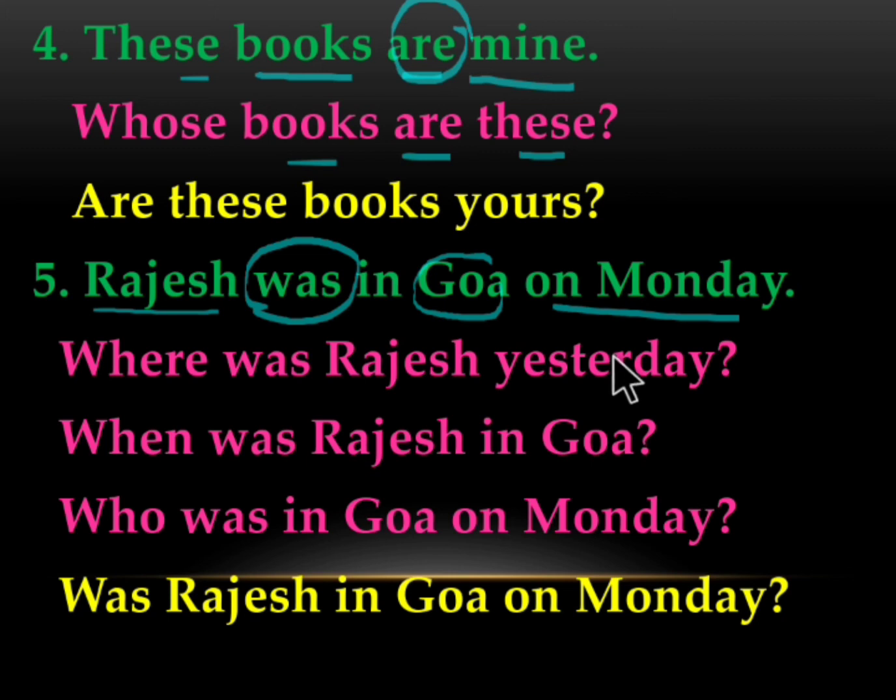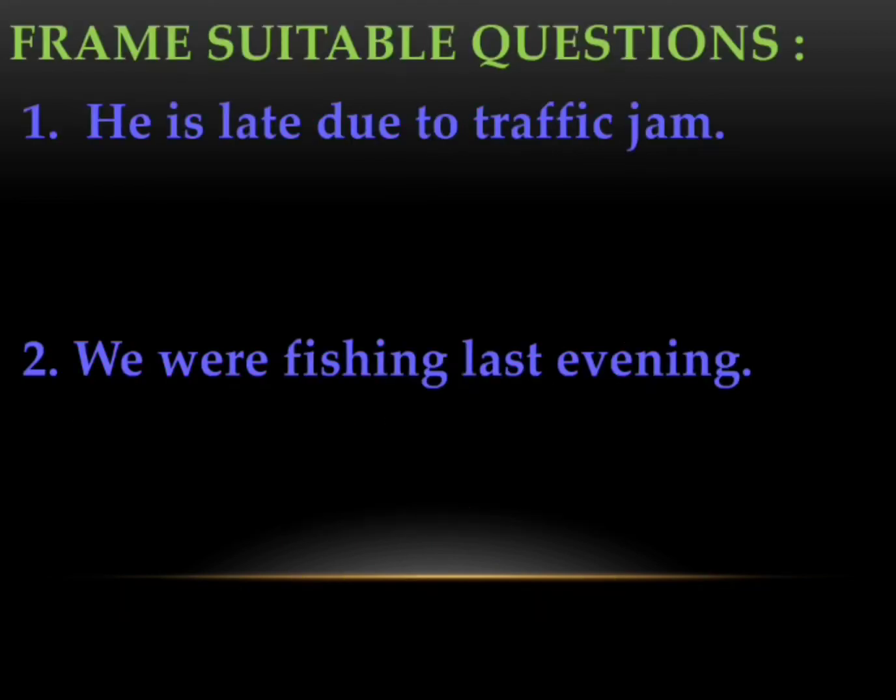And now it is time for the quiz. Statements are given and you have to check the auxiliary verb and then try to frame the question. You can frame the WH question as well as the yes or no type of question. Shall we begin the quiz? Here you go. Frame suitable questions. You may pause the video if you want more time. The answer will appear shortly.